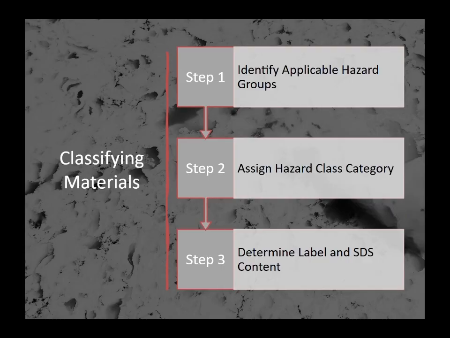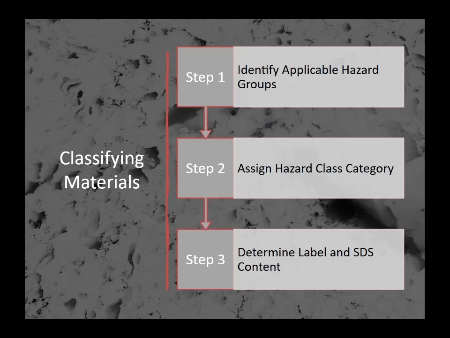Hazard classes. Within each hazard group, the product is evaluated against specific, defined hazard classes. A hazard class is the nature of the physical or health hazard. WHMIS 2015 outlines specific criteria for each class. Determine label and SDS content. The final step is to translate the scientific classification into mandated communication tools. The assigned class and category act as a direct lookup table prescribed by the HPR to determine the exact information that must appear.